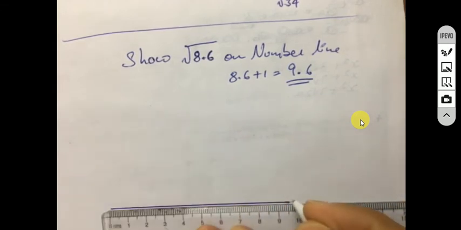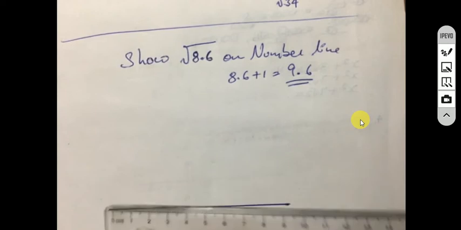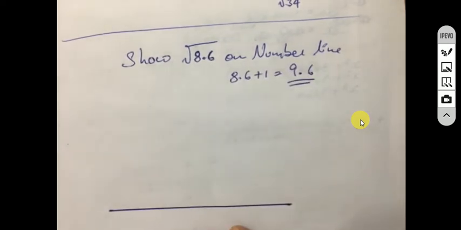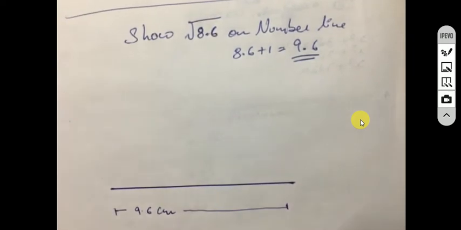Again you have to use a pencil. I am using a pen to make it clear so that it will be clear to you. I have made a line of 9.6 centimeters. This whole line is of 9.6 centimeters. Is that clear? It is visible also, I guess.